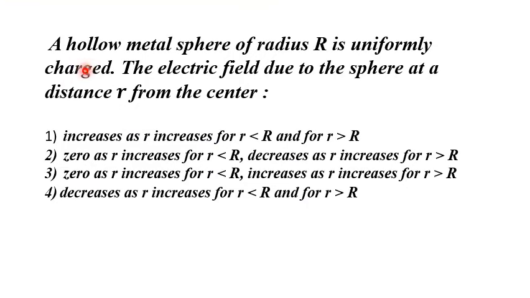Here the question is, a hollow metal sphere of radius R is uniformly charged. The electric field due to the sphere at a distance r from the center. That means we are going to see how the electric field varies at a radial distance, inside the sphere from the center, as well as outside the sphere, with respect to the radial distance.